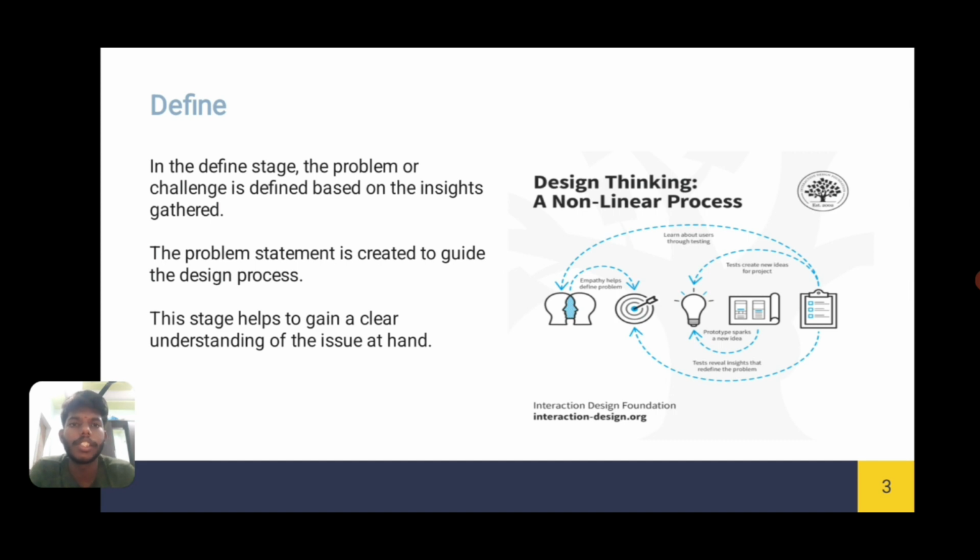Define. The second step is define. In the define stage, the problem or challenge is defined based on the insights gathered. The problem statement is created to guide the design process. This stage helps to gain a clear understanding of the issue at hand.